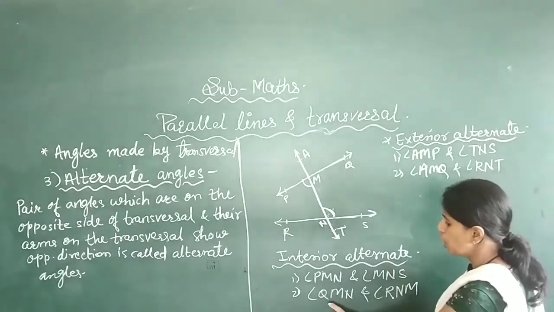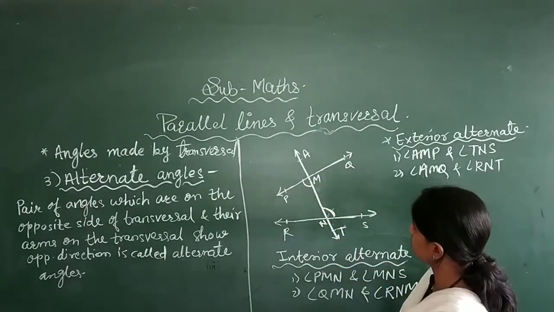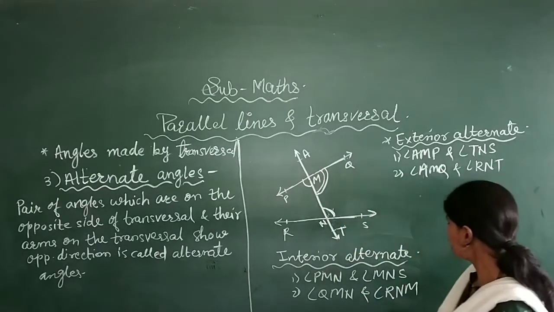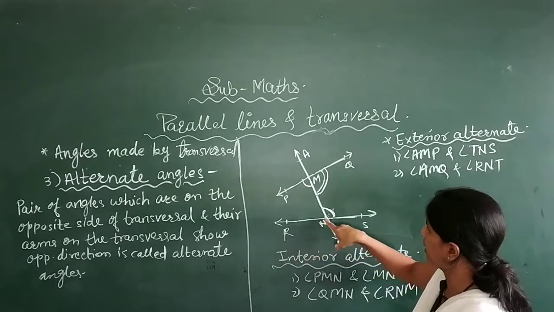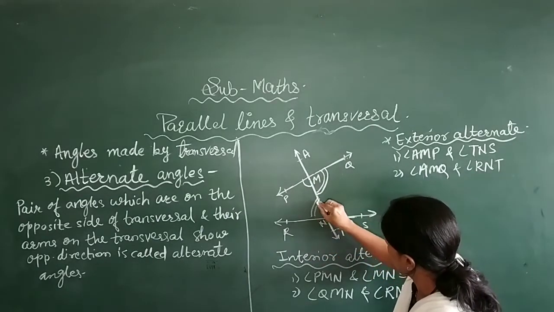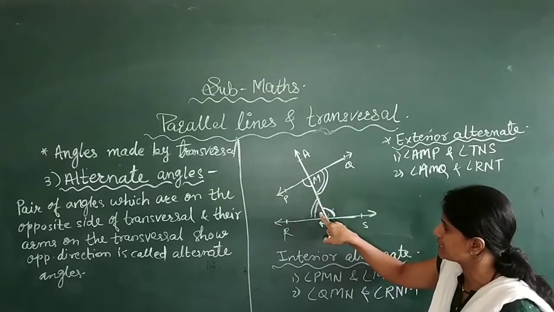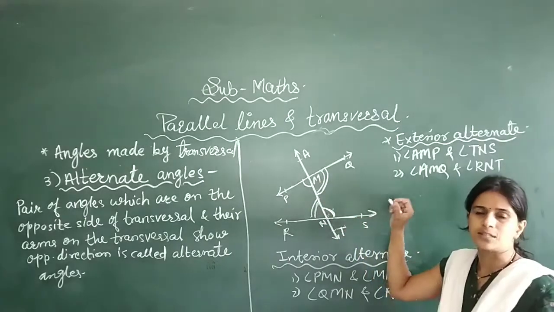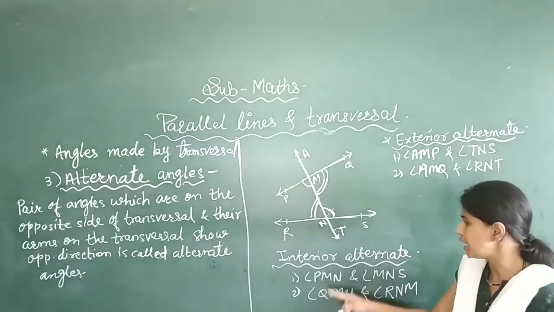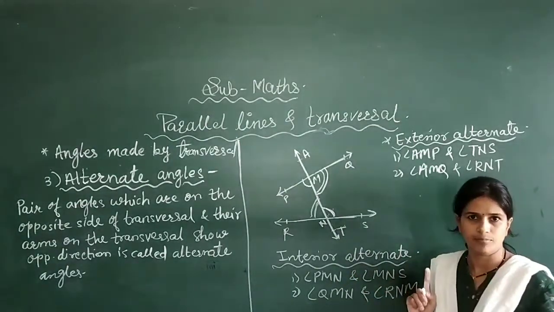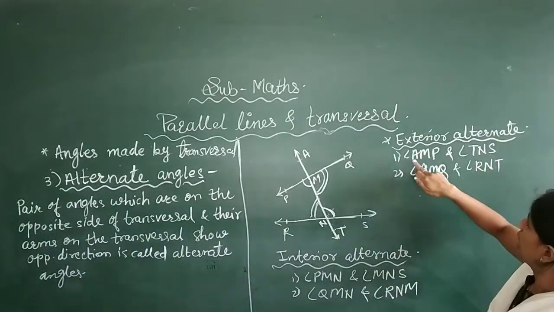The second example, QMN. QMN means this angle, and RNM means this angle. Now see, this angle and this angle are opposite, and this angle and this angle are also opposite angles. But they are inside, and for that reason they are called interior alternate angles. Okay. Now, what is the meaning of exterior alternate angle? AMP.